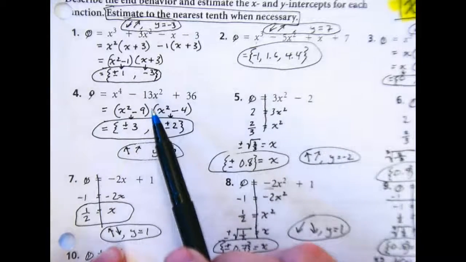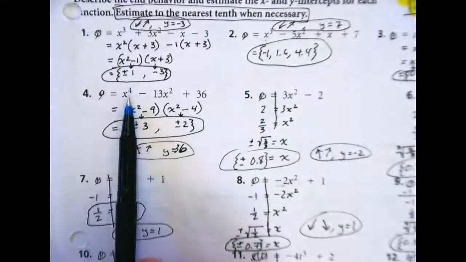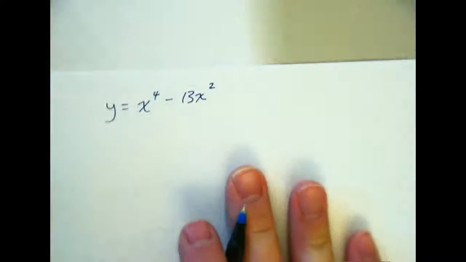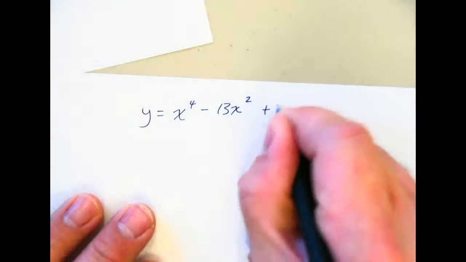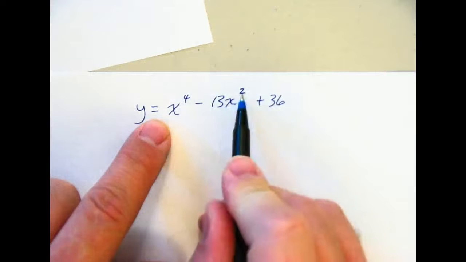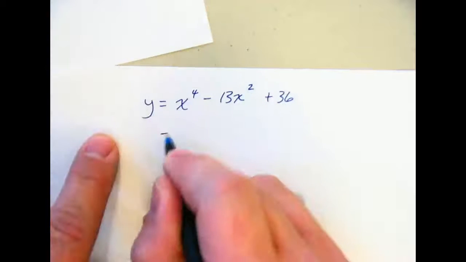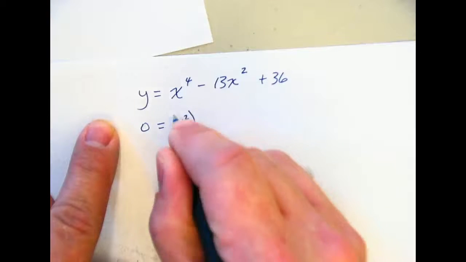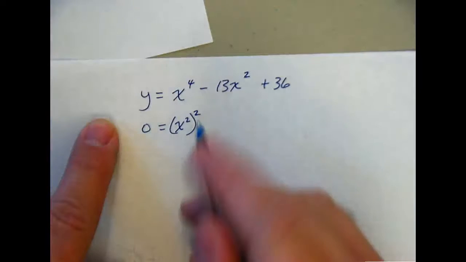Number 4, real quick, on that one, we have x to the 4th minus 13x squared plus 36. Let me work through that one with you. Because yesterday I said, hey, we'll go to imagination land and deal with that. Well, let's not use imagination land. Let's actually go through and factor that. If this power is double that power, you could think of this as 0 equals x squared to the 2nd power. Right? Because that's x to the 4th.